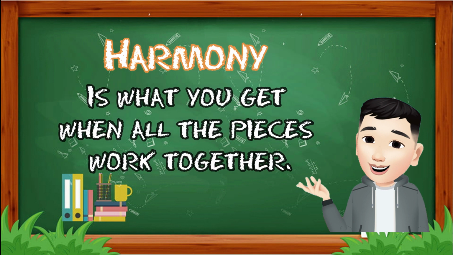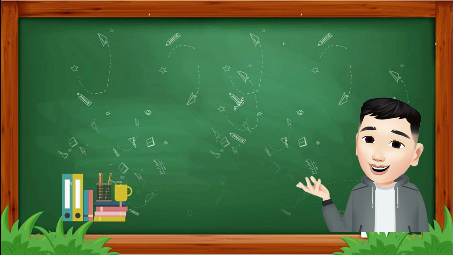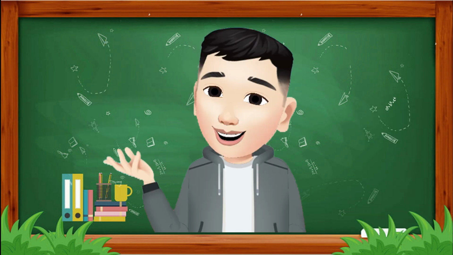Number 1 is harmony. This is what you get when all the pieces work together. The shape of one part should fit the shape of its adjoining elements. This means that when you combine two elements, they should fit each other.